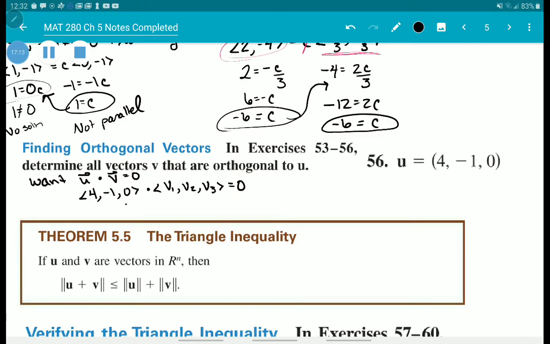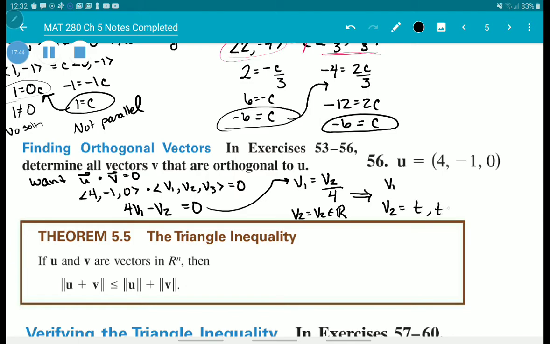So we have 4v1 minus v2 plus 0 v3 is equal to 0. Now I'm going to solve this thing for v1. So v1 is equal to v2 divided by 4. And v2 can be anything. So here's what I'm going to do. I'm going to write this parametrically just a little bit nicer. I'm going to let v2 be equal to t, where t can be anything. And that means v1 has to be defined as 1/4 times our v2 value, which is t.